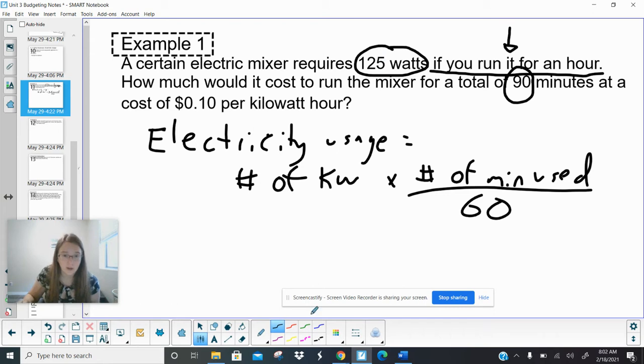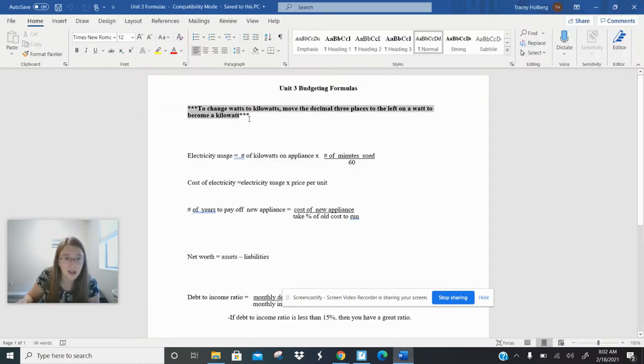But here's the thing. Notice this says kilowatts, and we are given it in just watts. This is going to happen very often because most electric appliances don't use that much electricity. You are charged by your electric company per kilowatt hour. However, all the little appliances don't use that much electricity, so they just say watts. So right at the top of your formula sheet, you'll want to write this down, but we're going to do this in the next question. We're going to have to convert watts to kilowatts.